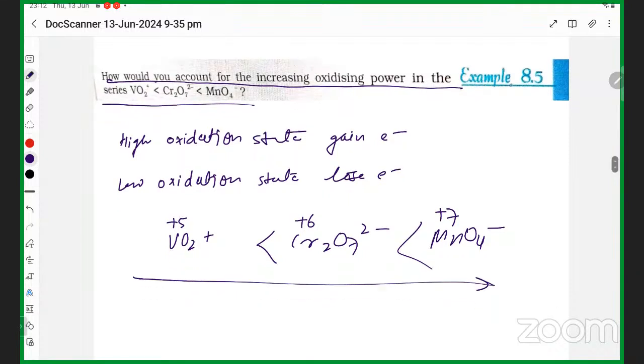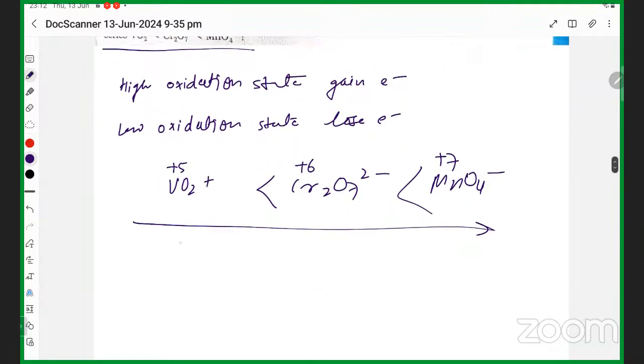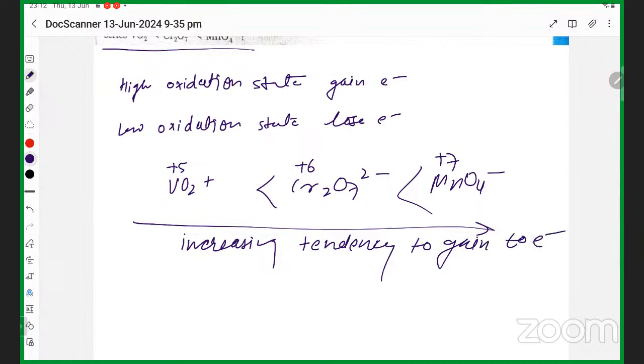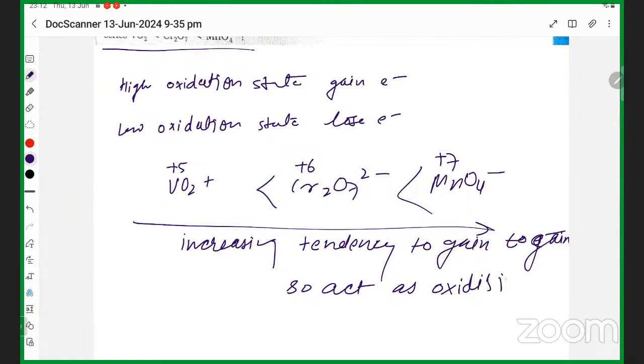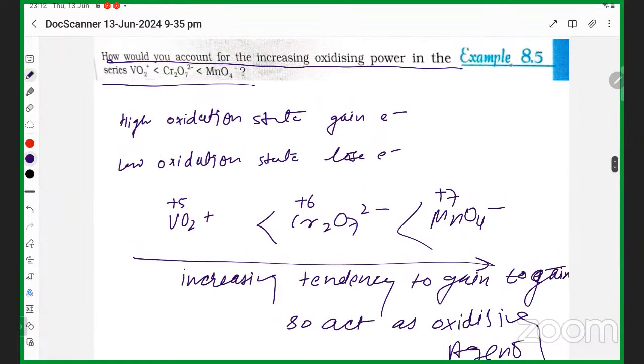So increasing oxidation state means increasing tendency to gain electron. If the tendency to gain electron increases, it acts as what? Gaining electron, it acts as oxidizing or reducing? Oxidizing. So the higher the oxidation state, the higher will be the oxidizing power. Can you write this?